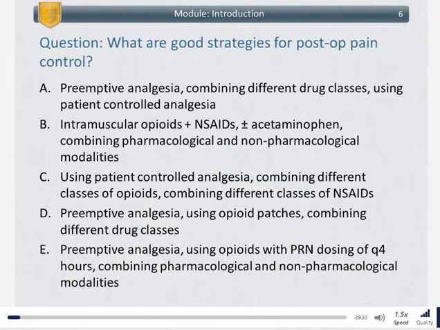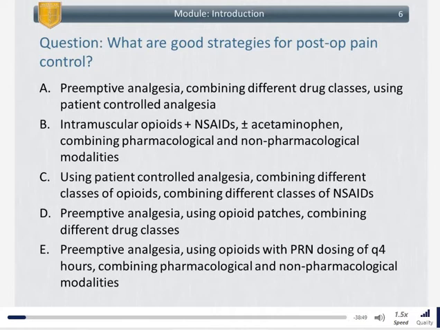Okay, so the first question for you, and generally the questions, I don't know if this has been true for all your lectures, are coming before the material that the questions deal with. So what are good strategies for post-op pain control? Choice A is preemptive analgesia, combining different drug classes, using patient-controlled analgesia. Choice B, using intramuscular opioids and anti-inflammatories, plus or minus acetaminophen, combining pharmacological and non-pharmacological modalities.